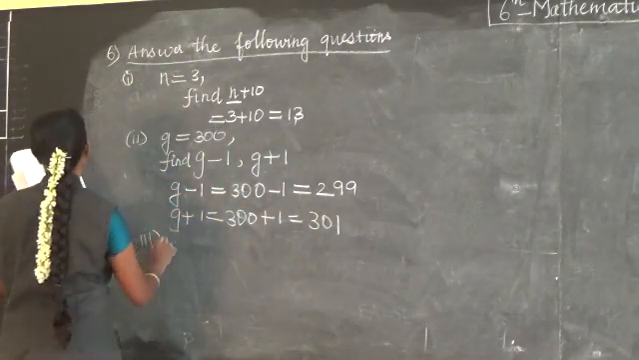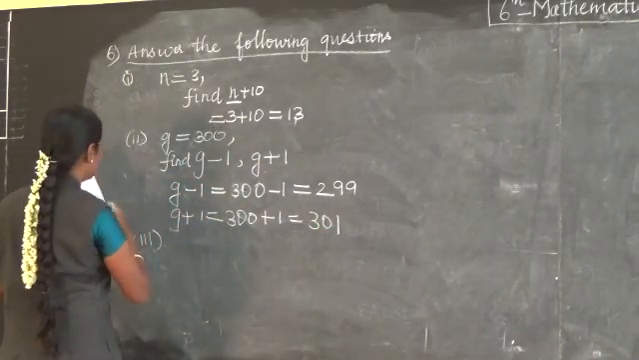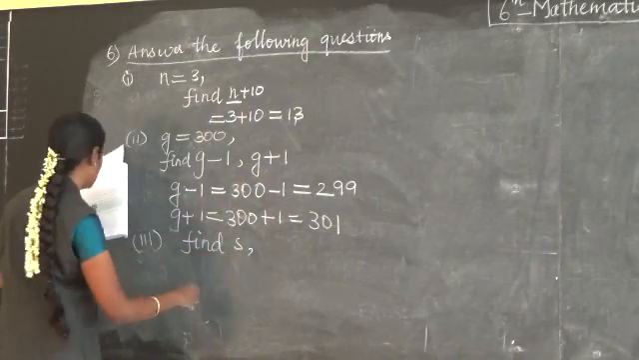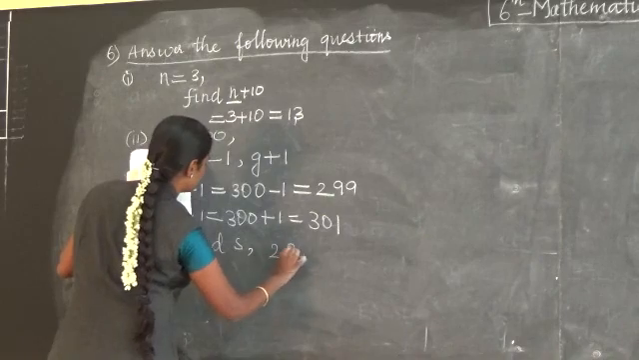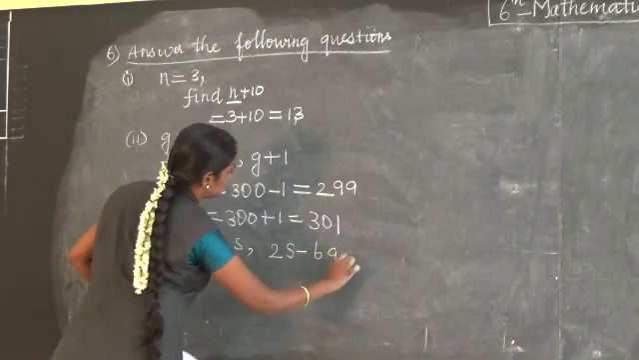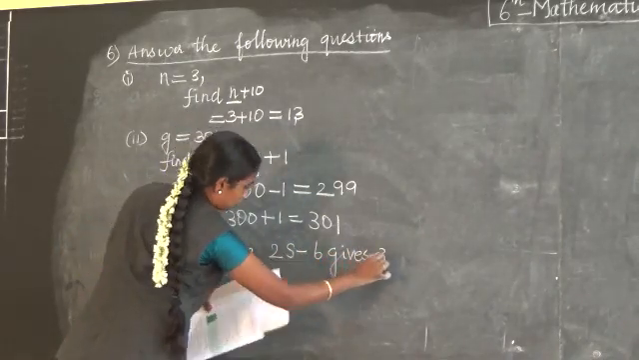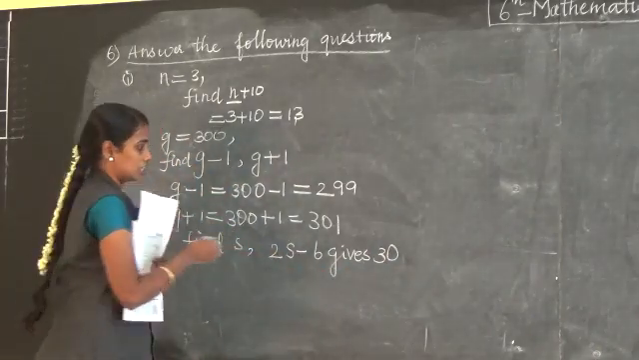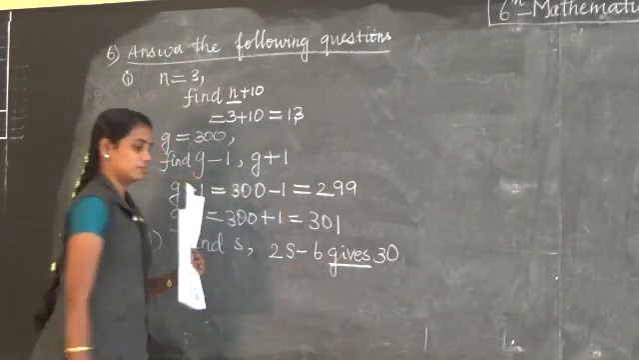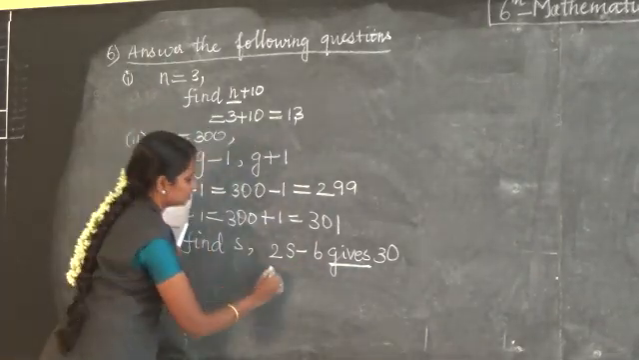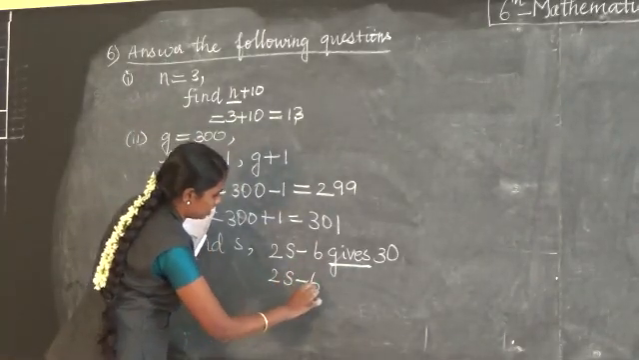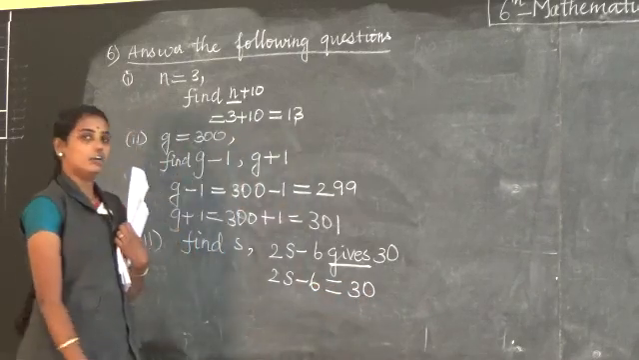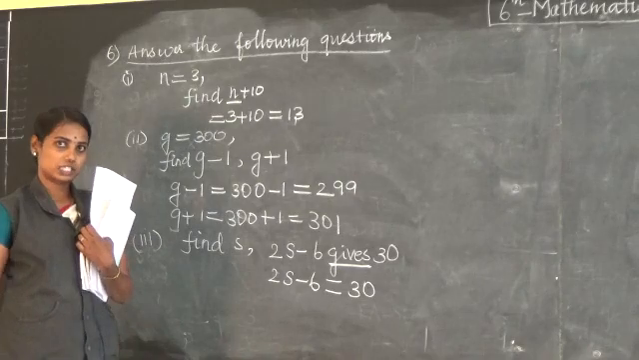Likewise option 3 also. Option 3, they have given: find S. The equation is 2S minus 6 gives 30. "Gives" is a verbal statement. Change it to algebraic: 2s minus 6 gives means equal sign, 30. So now we are going to find the s value.